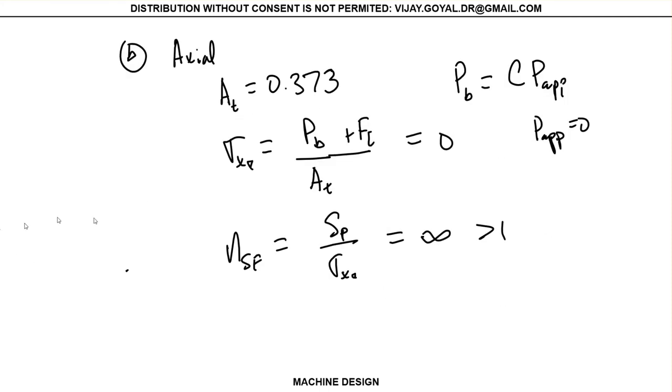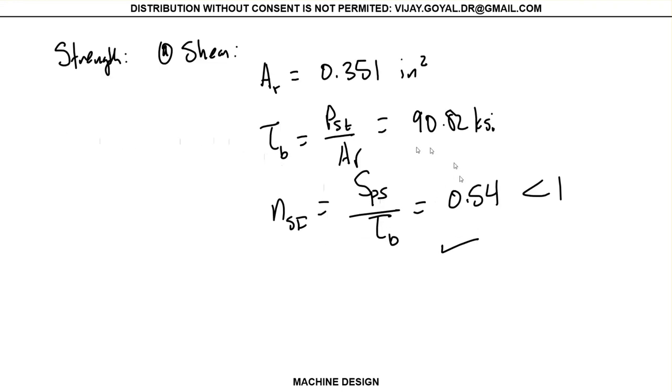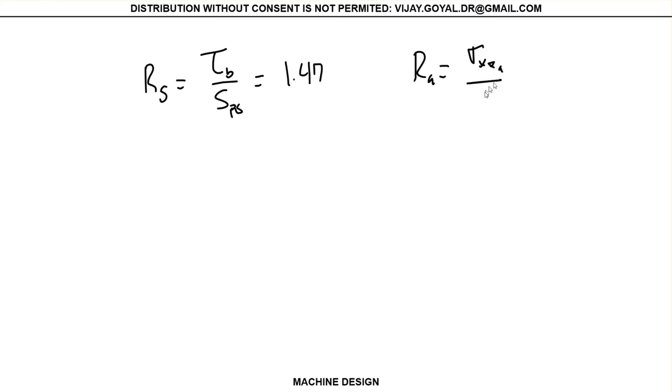However, remember, this is not what you really want to do. If you do this analysis separately, it looks like, oh, this is safe, but this was not safe. But look what's going to happen now. We want to actually use your ratios. Your ratios are tau B over SPS. This is the 1.47. RA is sigma XX axial over SP, which is equal to 0. RB is sigma XX bending over SP, this is going to be 0.0158.